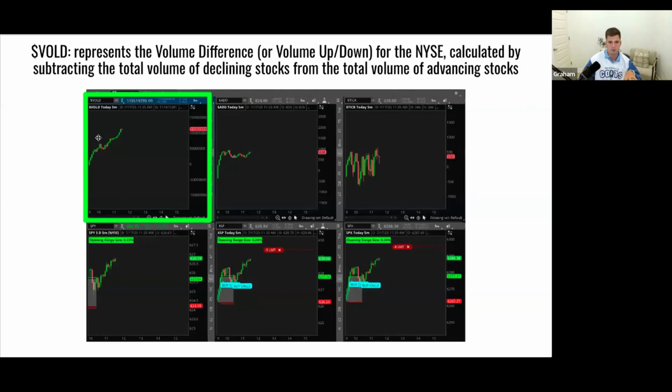What does this mean? Well, the VOLD represents the volume difference, or the net volume of stocks going up versus stocks going down for the New York Stock Exchange, calculated by subtracting the total volume of declining stocks from the total volume of advancing stocks. So in theory, when this is going higher, there are more bullish transactions hitting the market than bearish, based on volume of rising and falling stocks. Does that make sense?